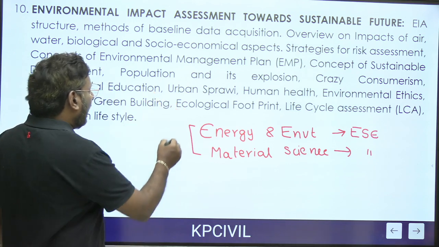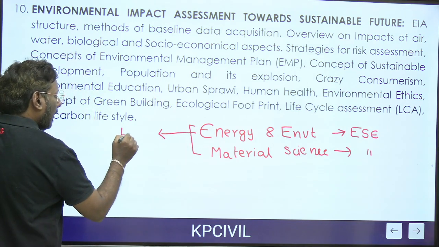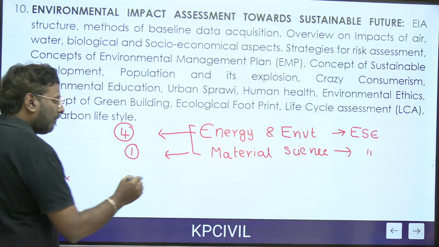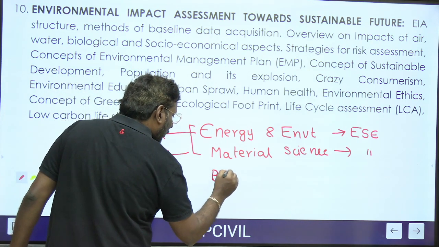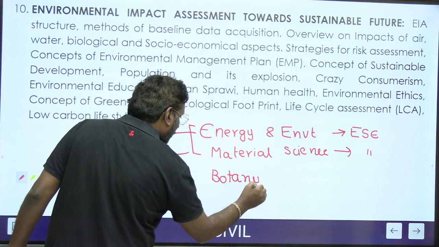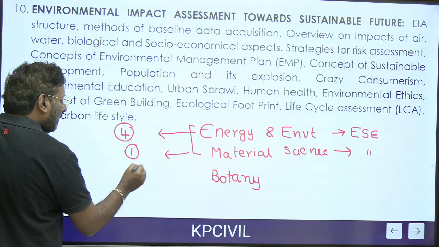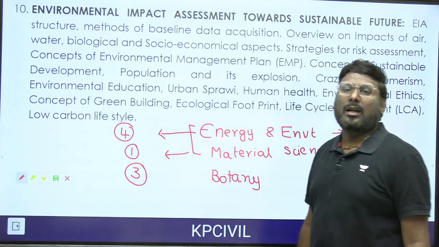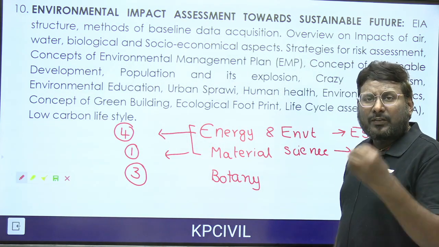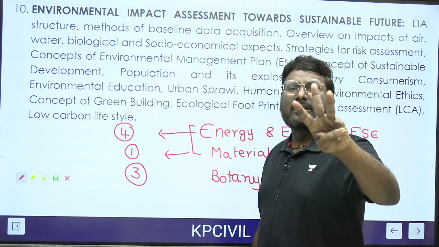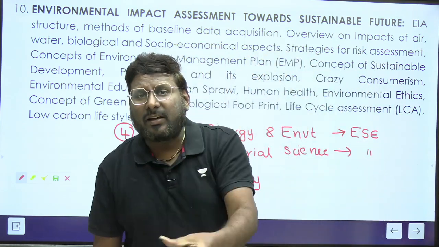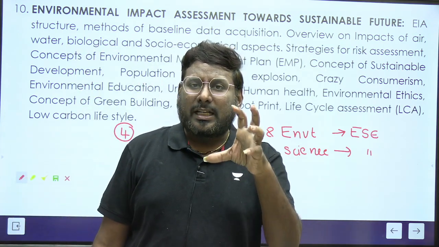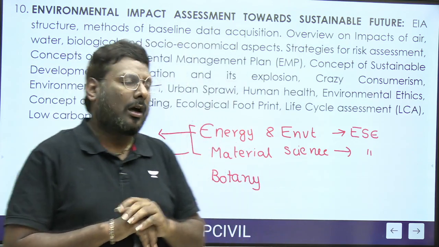So nearly, energy environment will cover 4 concepts. Material science will cover 1 concept. Botany textbooks, +1, +2 botany textbooks, will cover 3 chapters. Most of the remaining syllabus is our environmental paper. So out of 10, without studying, you can write 3. The remaining 7 you have to study new as a civil engineering student. So based on that, you take a decision whether you need to spend time on this or not.